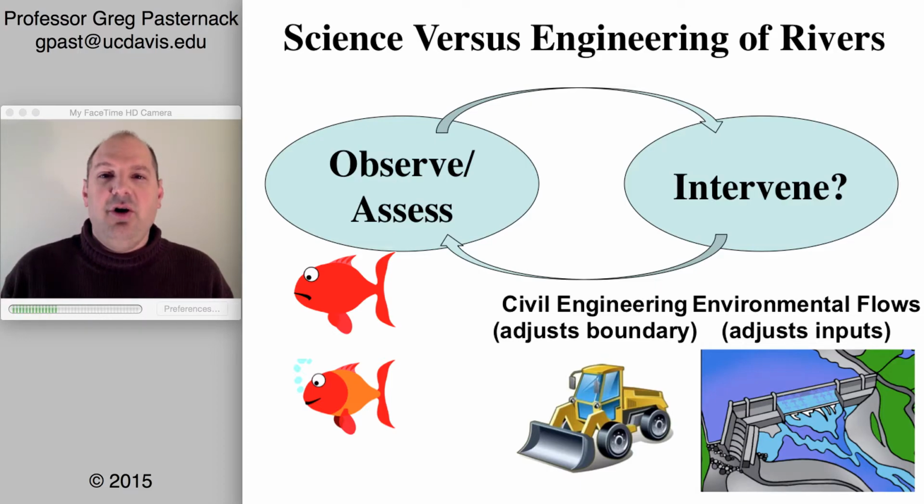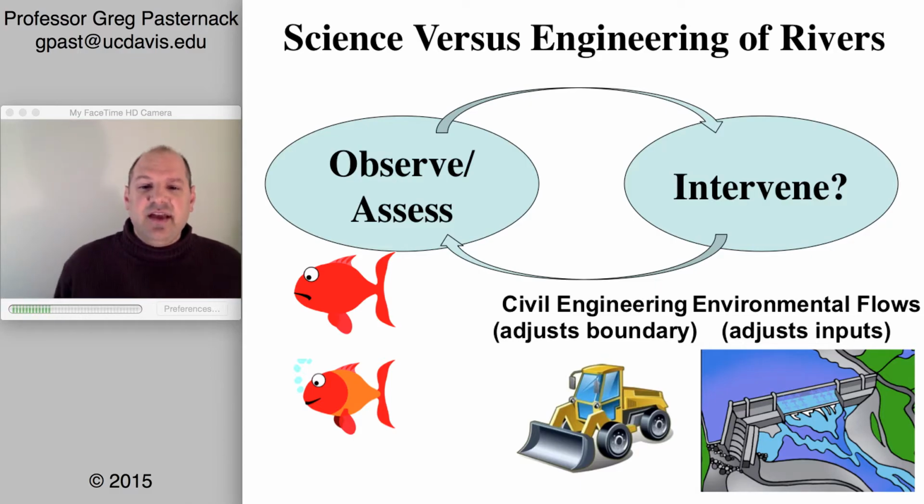There are some things we know about rivers that are specifically geared towards river restoration, but there's a huge amount of holes in our understanding as well. So there's really two aspects that we have to think about for river restoration. There's an observe and assess phase, and then there's an intervention phase with a big question mark on it.